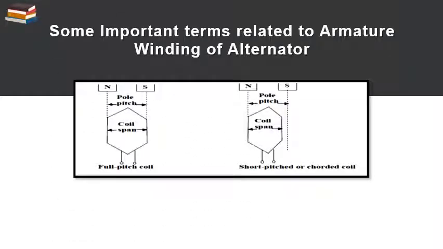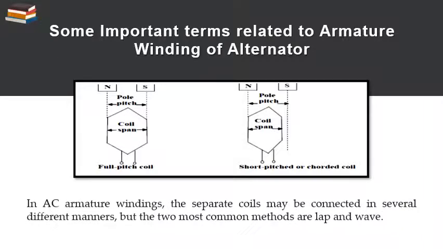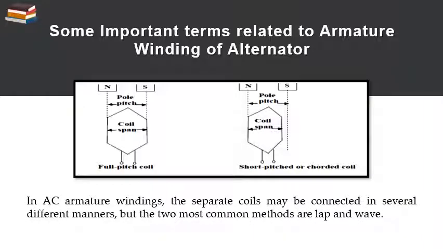So this is the diagram of full pitch coil and short pitch coil. In AC armature winding, the separate coils may be connected in several different manners, but the two most common methods are lap and wave connected.